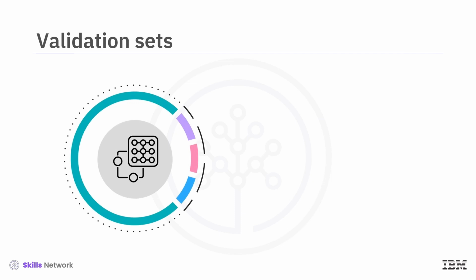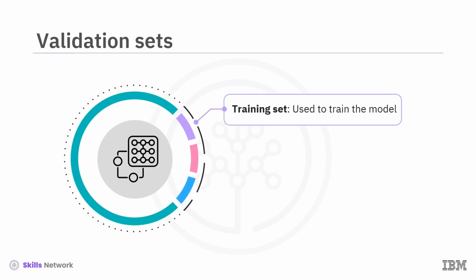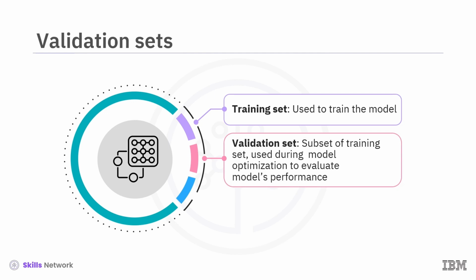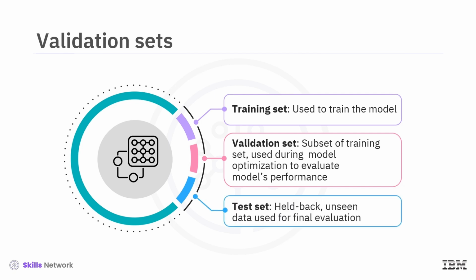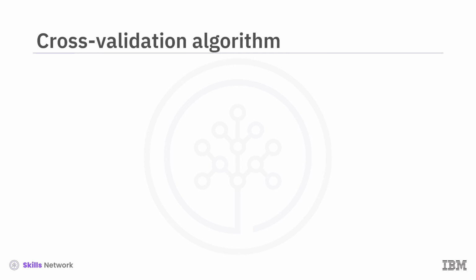Here is a model validation strategy that involves segmenting your data into at least three parts. A training set, which is used to train the model, including optimizing its hyperparameters. One or more validation sets, or subsets of the training data, used during the model optimization process to evaluate a machine learning model's performance. A test set that is held back, unseen data used for final evaluation after model training and validation.